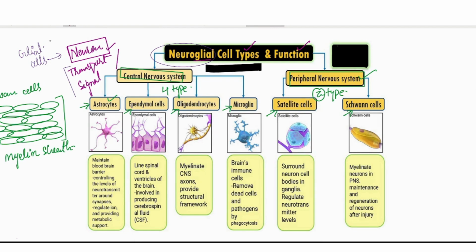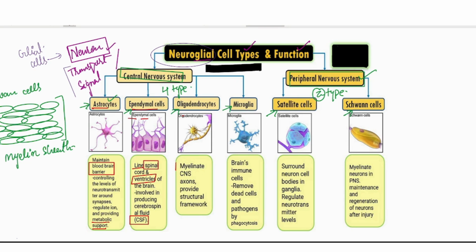So the neuroglial cells, first the astrocyte. Astrocyte will help in the maintenance of the blood brain barrier. It will provide metabolic support. In the ependymal cells, from the name you can understand, ependymal means epithelial cells like that. It will help in the lining of the spinal cord as well as the ventricles of the brain, and also help in the synthesis of the cerebrospinal fluid.